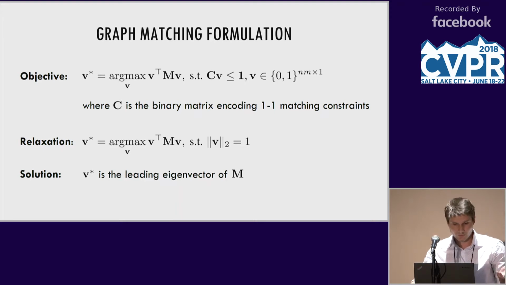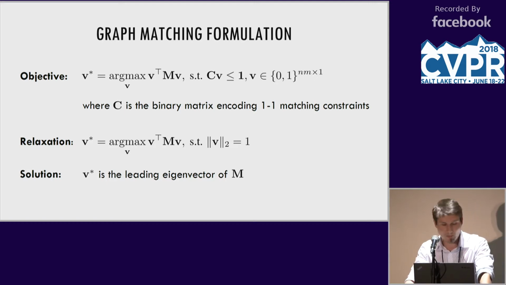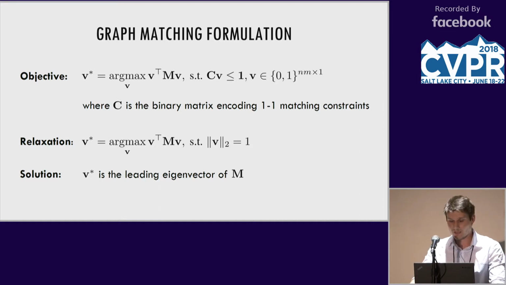Given the built affinity matrix, matching is usually formulated as a quadratic integer program under the one-to-one mapping constraints encoded in a binary matrix C. The problem is NP-hard, and most methods fall back on approximations. One such class of relaxations is to drop both the binary and the one-to-one mapping constraints and enforce a unit norm. In this case, the solution is the leading eigenvector of matrix M.